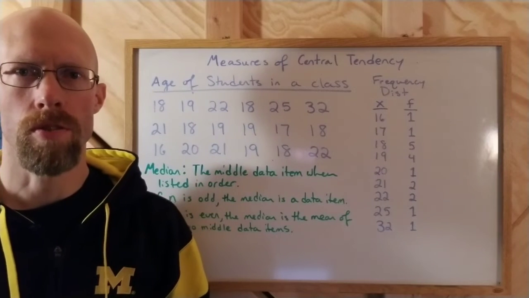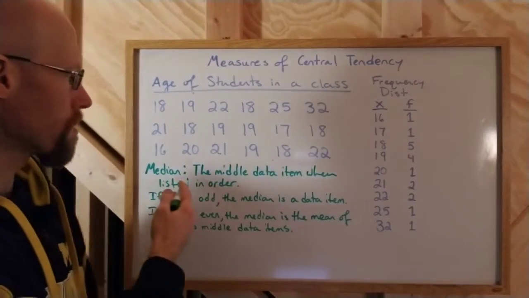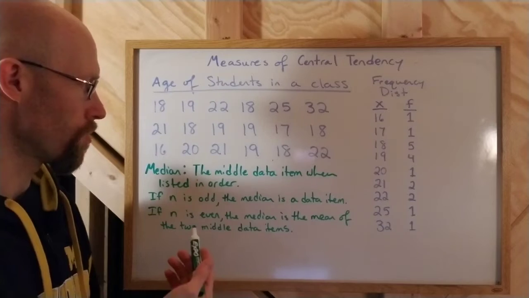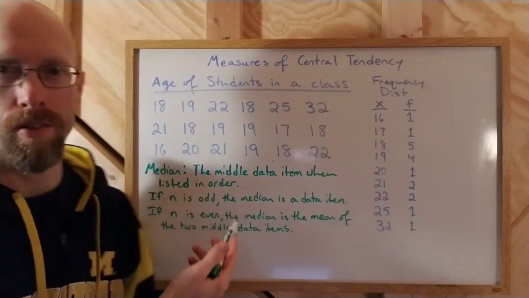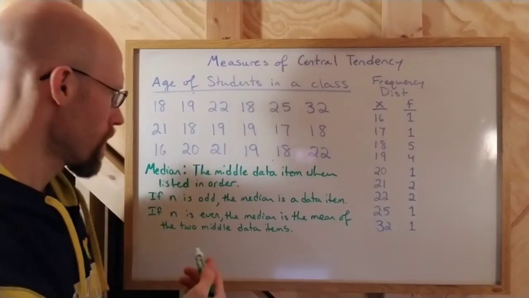The next measure of central tendency that we're going to look at is called the median. And the median, by definition, is essentially the middle of the data when the data items are ordered. Okay, listed in order, lowest to greatest, greatest to lowest, doesn't matter the order.